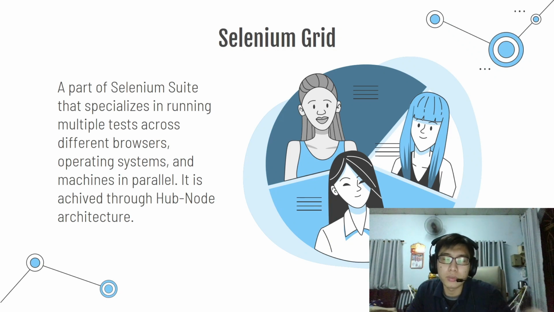So when do you want to use Selenium Grid? Basically you want to use Selenium Grid when you want to reduce the time for the execution of the test suite. And Selenium Grid can help you ensure that your tested applications will be compatible with multiple browsers on different operating systems.